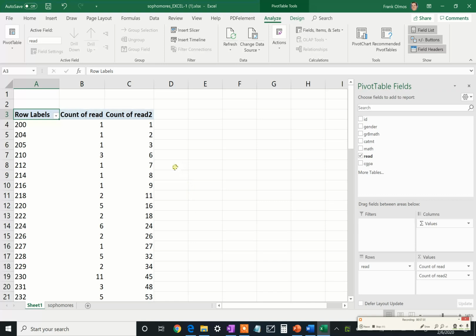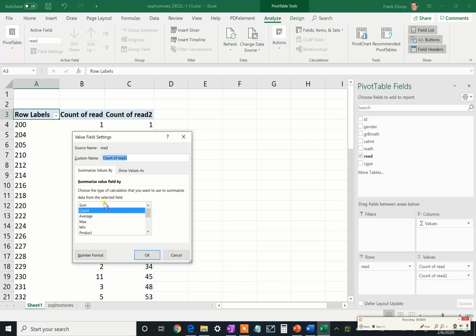So, you know what I did, right? Well, it's going to be on YouTube, so you can see exactly what steps I took. If you have trouble, you can always email me, but essentially what I did is I dragged another reading to this values area here, and then I went to value settings. I clicked on count, and then I click on this tab, and then here I put running total in.